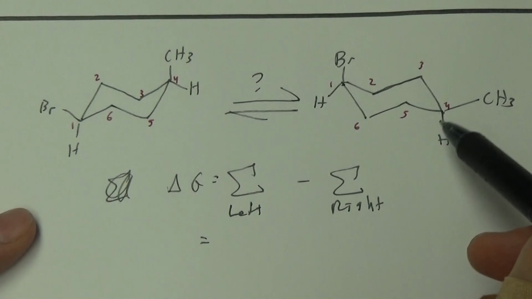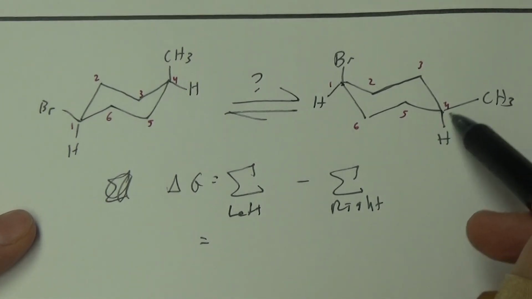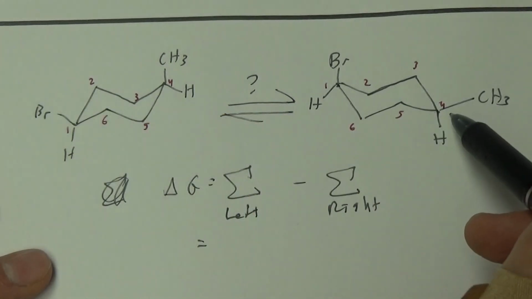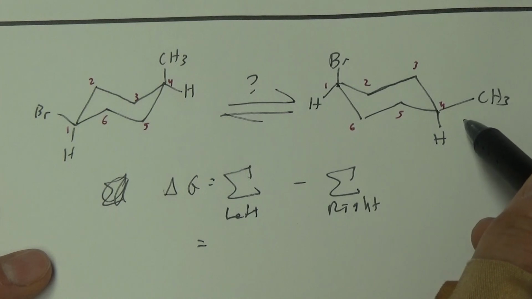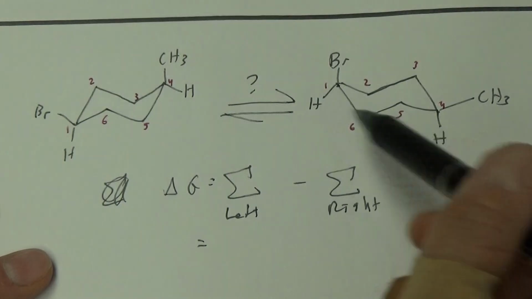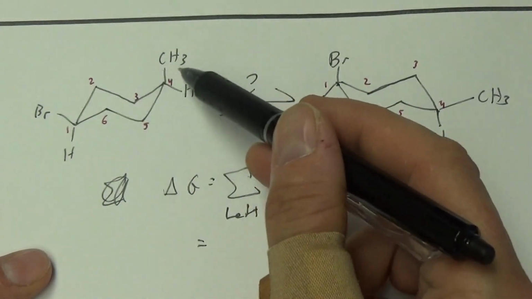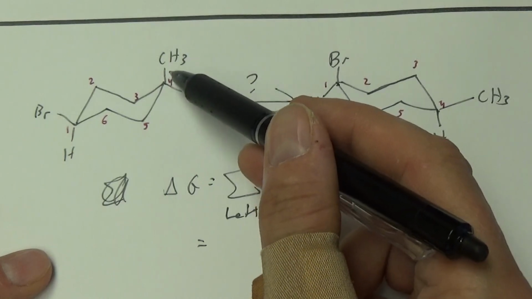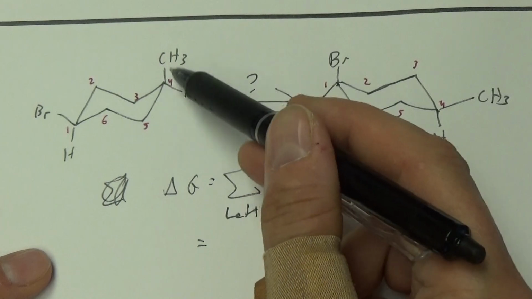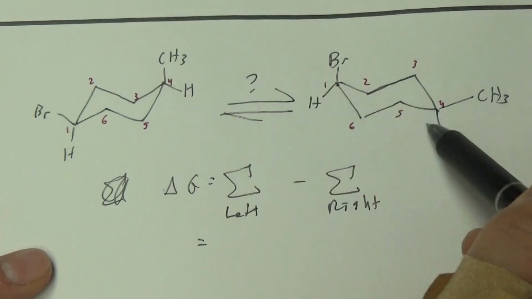But before we even do that, which one do you think is the favored one? You should be able to make a guess. The favored one is going to be the one with the big things equatorial and maybe the small things axial, right? So which is bigger, a Br or a CH3? We did the numbers and we saw CH3 has a larger delta G. So methyl would rather be equatorial, and it takes precedence. It's really going to want to be equatorial.